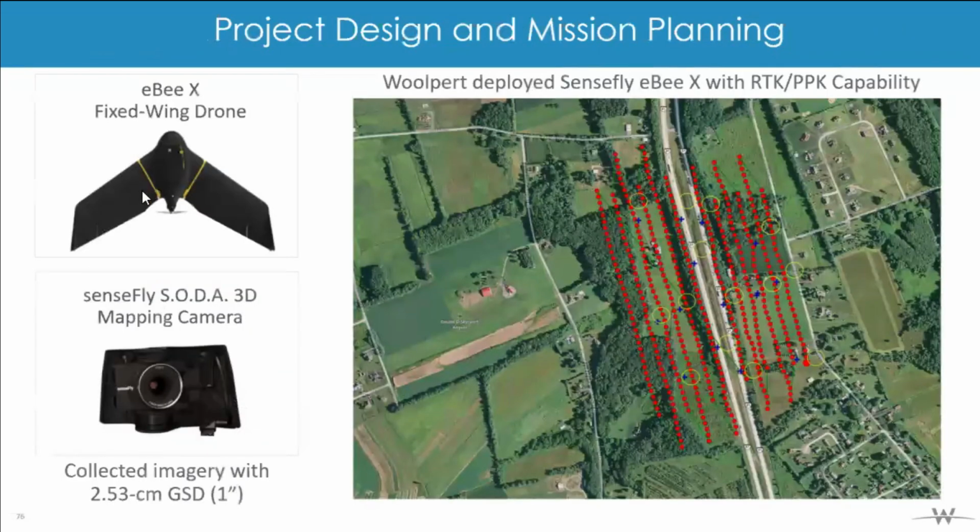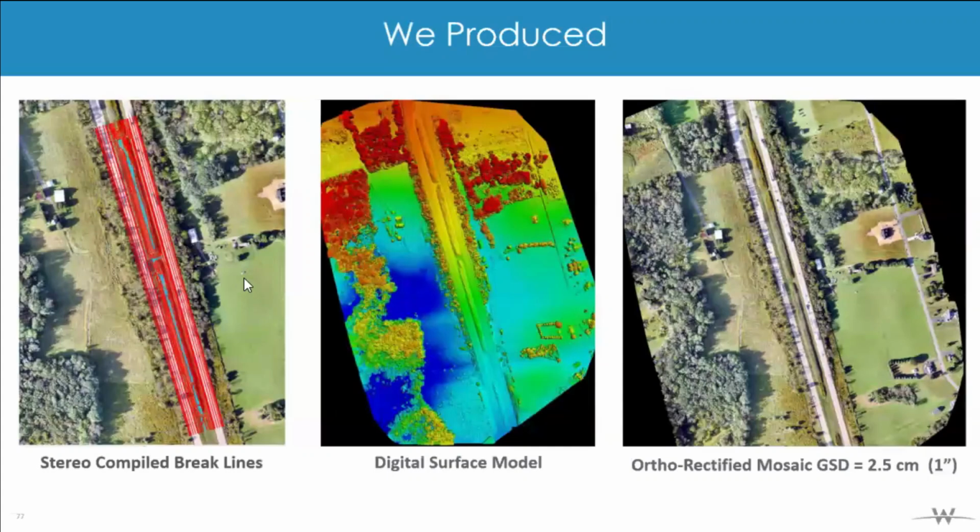So we used an eBee X RTK with a SODA 3D camera, and we flew what you see to the east of the highway and the west, because we could not at the time. Now we can fly with a new FAA regulation, but at the time we could not fly over people, so we flew it east and west. But the SODA 3D camera is kind of an oblique camera. You can open the field of view. So we were able to have imagery overlapping over the highway. And we produced stereo break lines and a digital surface model and ortho.